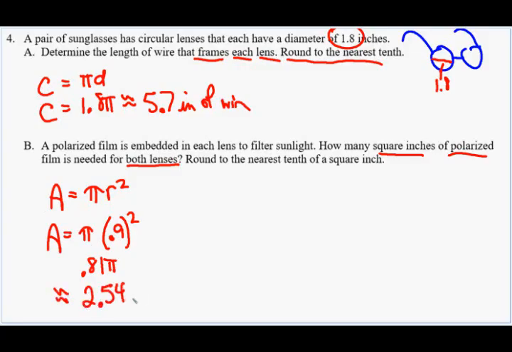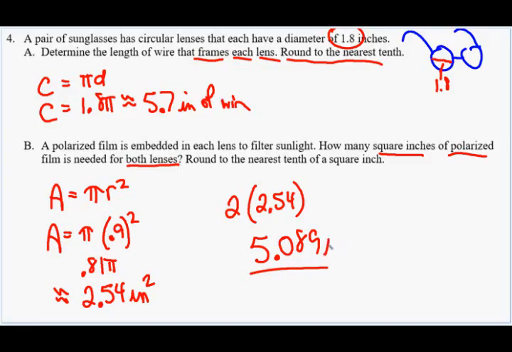2.54 inches squared. Now remember, we got 2 lenses, so we're going to need 2 of those 2.54. And if we double that, we get 5.089. And that would be inches squared of our polarized film.